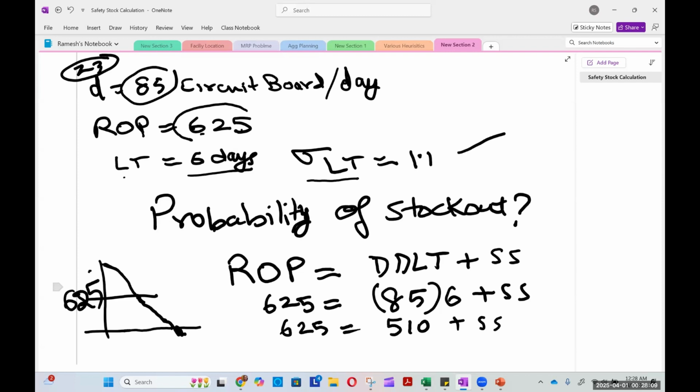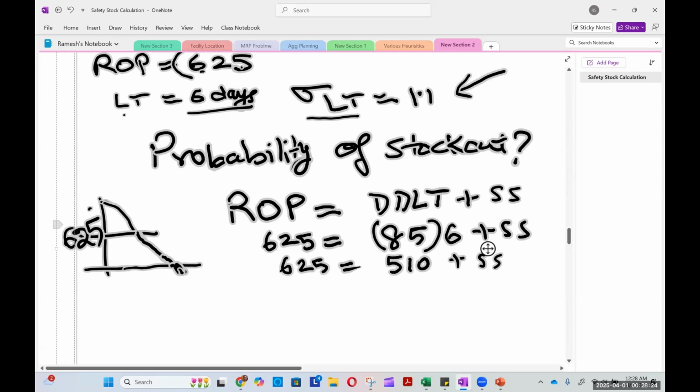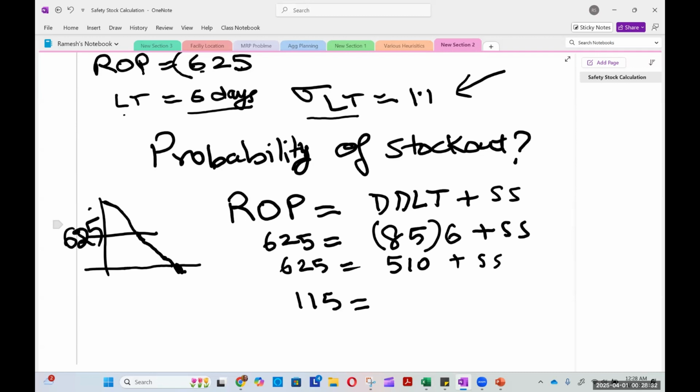This is a scenario where your lead time is varying, but the demand is not varying. Demand is constant. Therefore, you would be applying this formula for safety stock. Can I subtract 510 from both sides? So when you subtract 510 from both sides, it will become 115 is equal to safety stock. And the safety stock in this scenario, when your demand is not fluctuating but the lead time is, is simply Z times D times standard deviation of lead time. So you know what 115 is. You don't know what Z is, because eventually you have to figure out Z and therefore the corresponding probability.